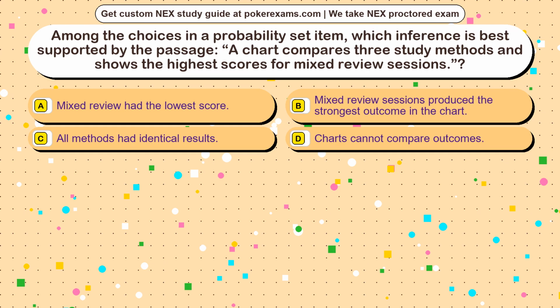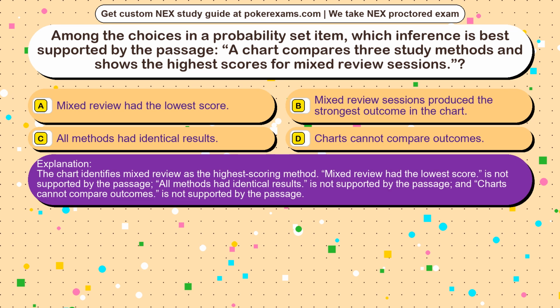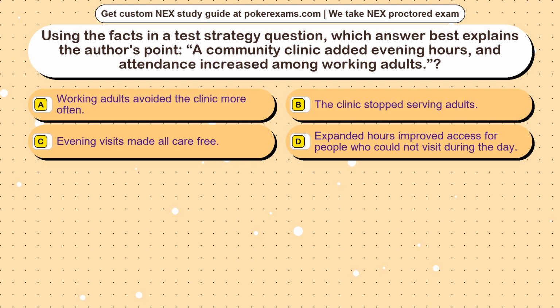The correct answer is option. The chart identifies mixed review as the highest scoring method. Mixed review had the lowest score is not supported by the passage. All methods had identical results is not supported by the passage, and charts cannot compare outcomes is not supported by the passage.